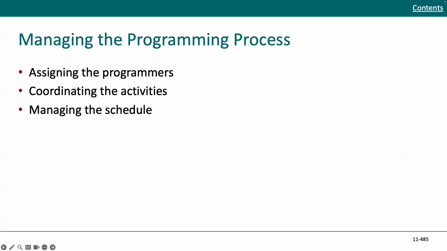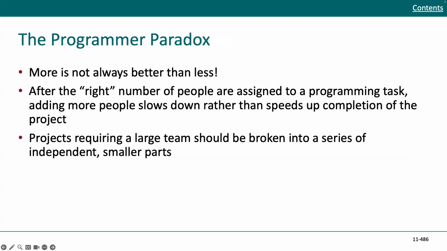So how do we go about managing the programming process? We want to think about the assignment of programmers. We want to coordinate the activities, and we want to be managing the schedule. We have an interesting thing, the programming paradox, that more is not always the answer. More is not always better. After the right number of people are assigned to a programming task, you want to be adding more people slowly rather than fast because it can cause more complication of the project. So keep that in mind.